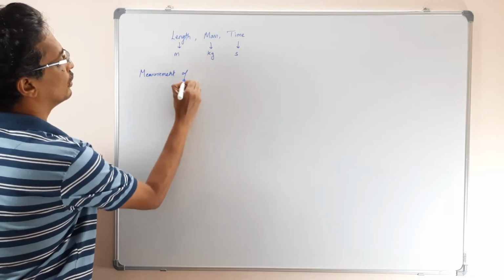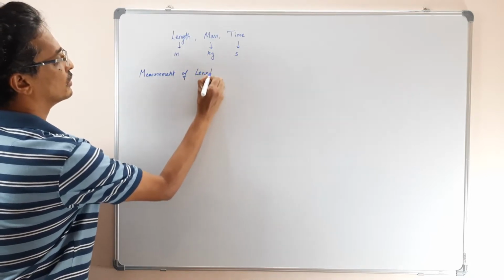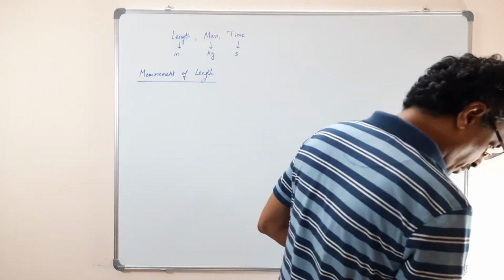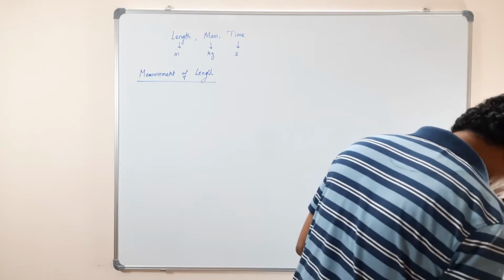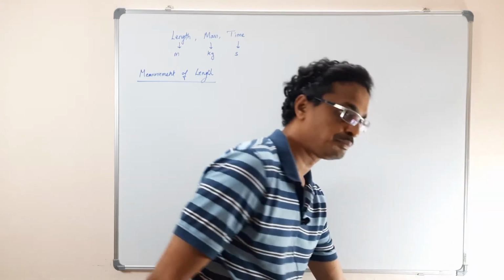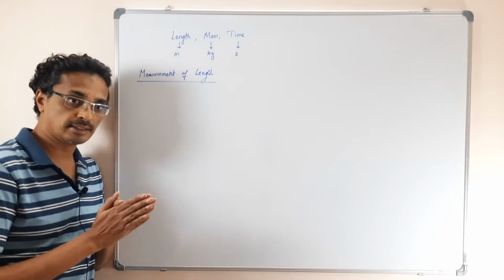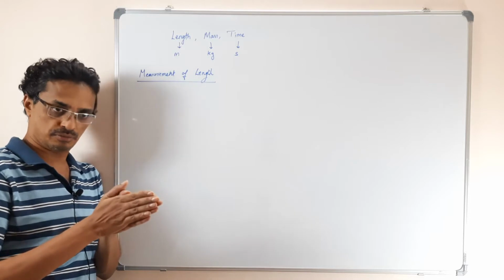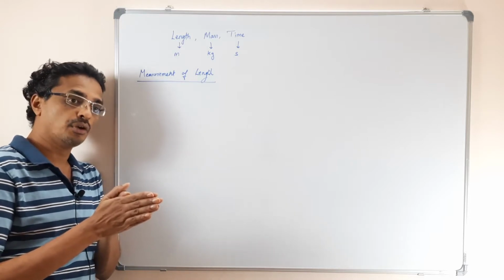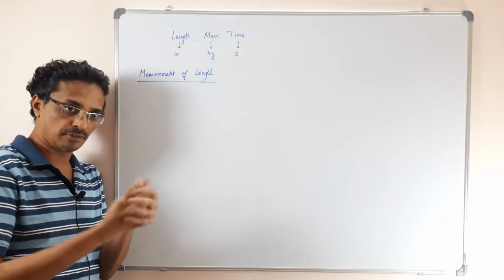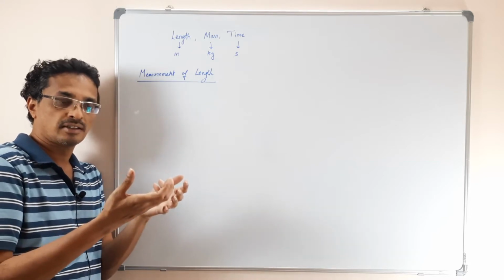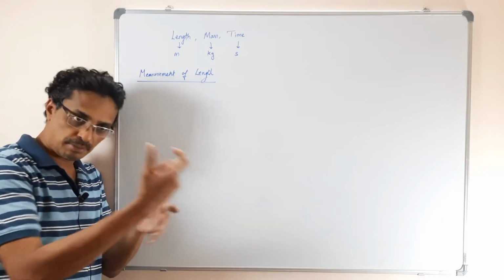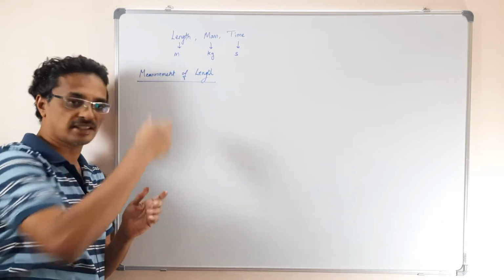The measurement of the first quantity: measurement of length. First of all we have to know how we define length. If you remember, in the earlier class I said physics is a quantitative science, where you have to give a number with reference. When I say how long something is, I have to give a number with respect to some reference, and that reference is the unit.